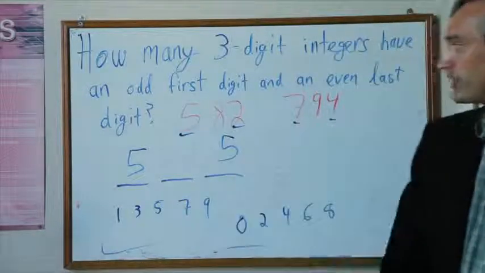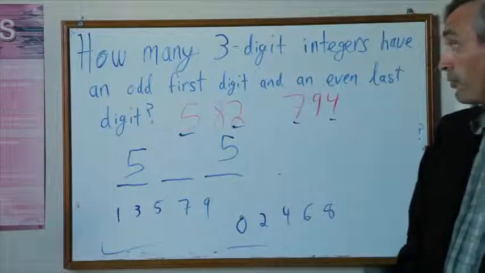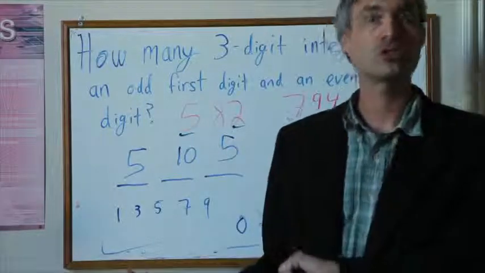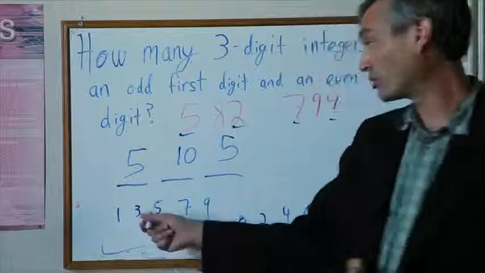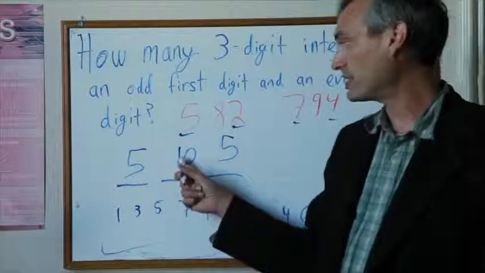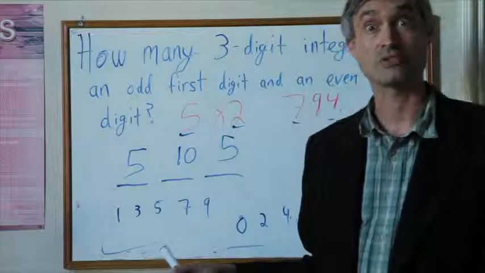Sometimes people forget about that middle digit, but there'll be 10 choices there because there were no restrictions on the middle digit. Could have been any of the 5, odd or even. In other words, any of the 10 digits in our base 10 system.